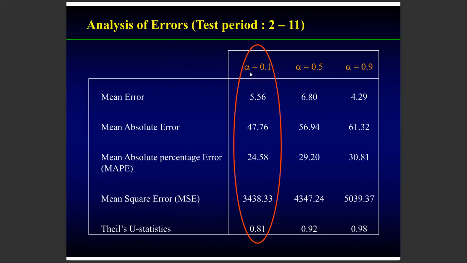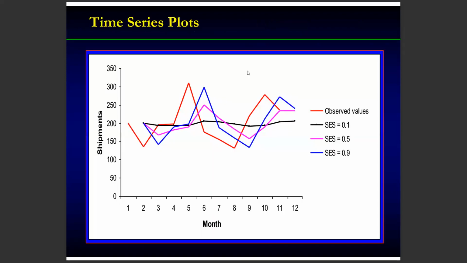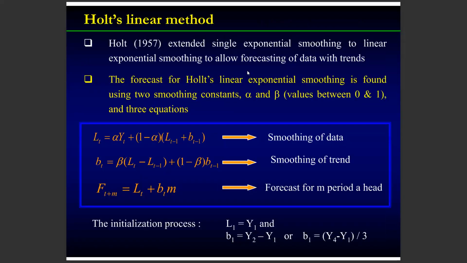These are the estimated error values. You can cross-check by completing those calculations manually and see whether these values come out. Under the mean absolute percentage error, this is the minimum one. The minimum MAPE is for alpha equals 0.1. So you can select alpha equals 0.1 as the best value. Then you can plot those things.